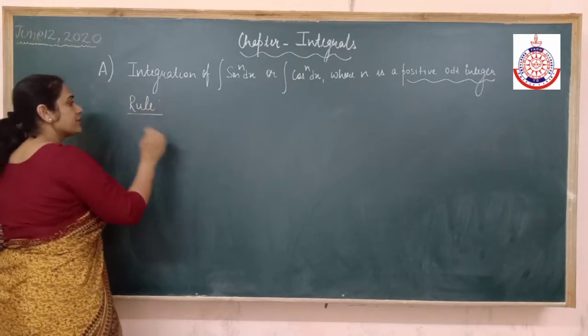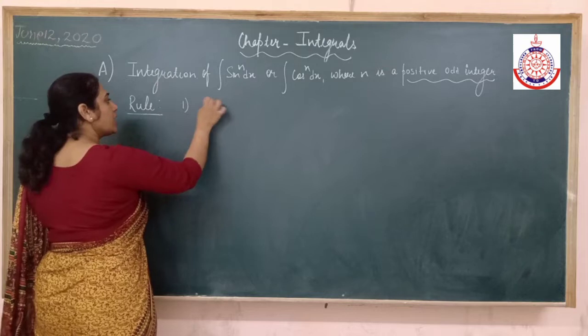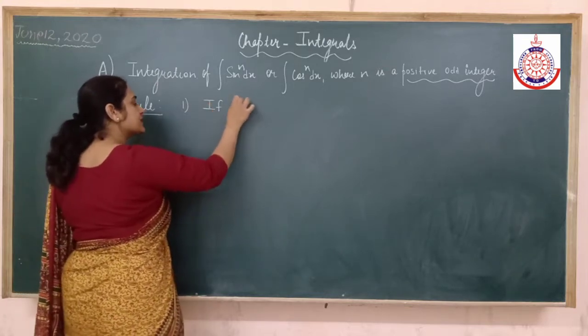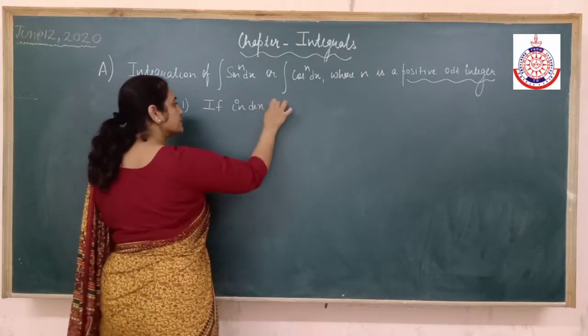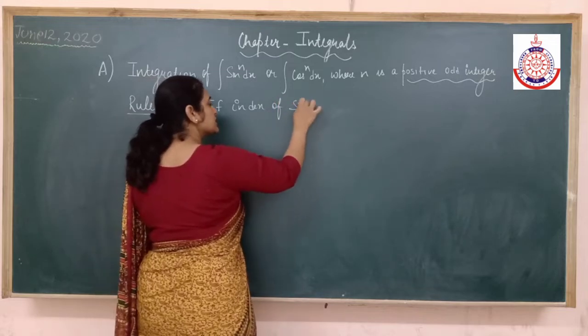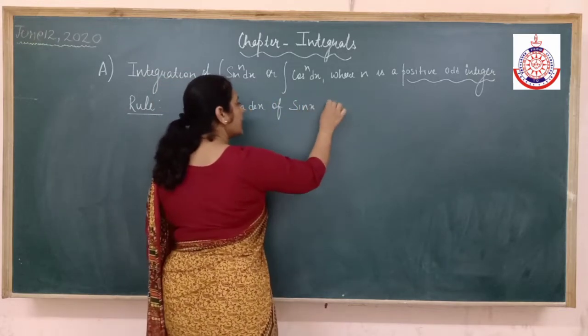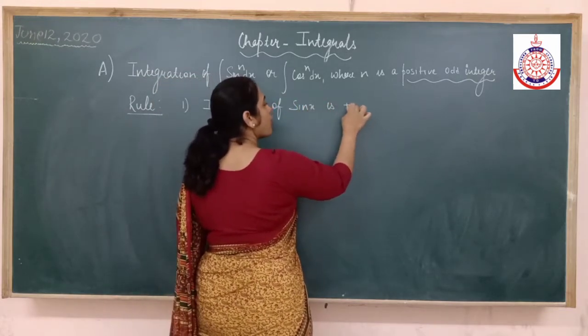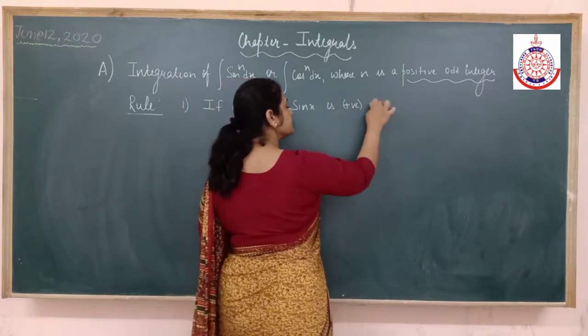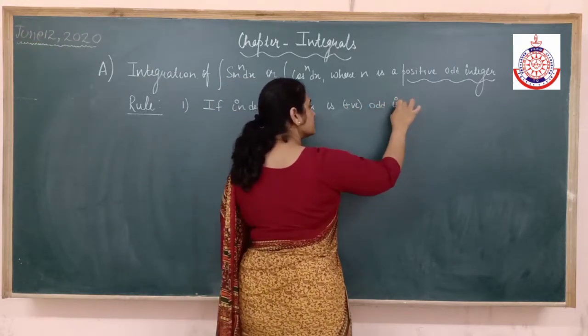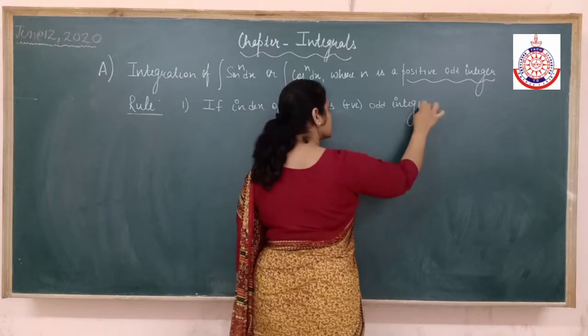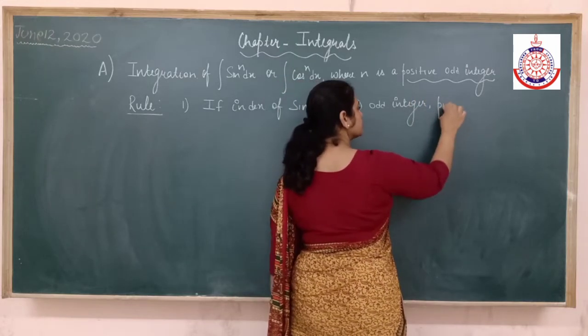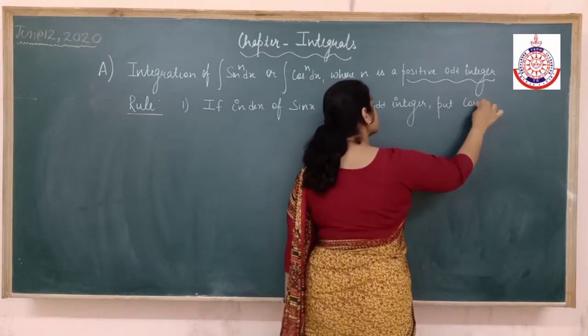The rule says, number one, if the index of sine is a positive odd integer, put cos x equals t.